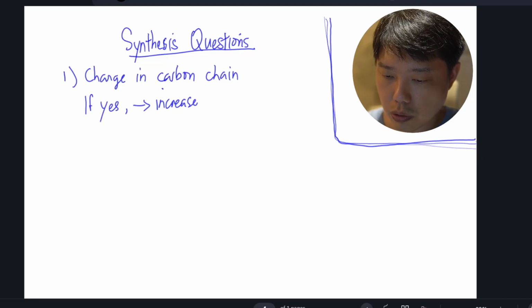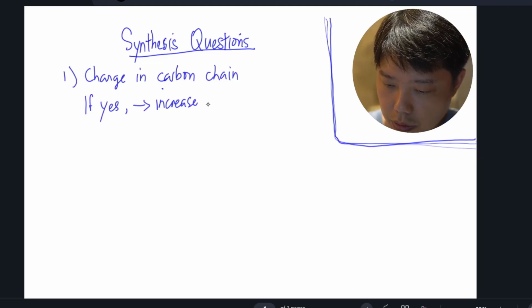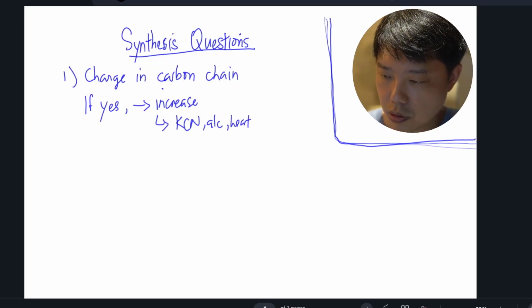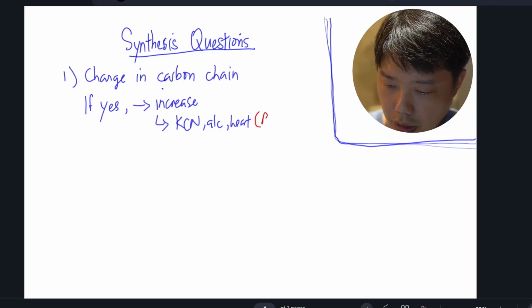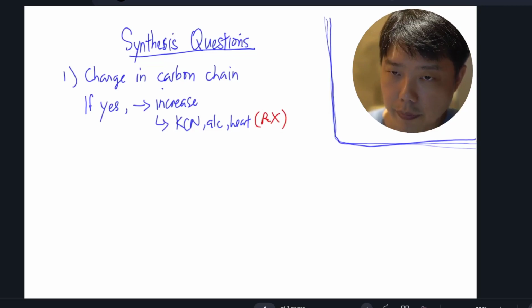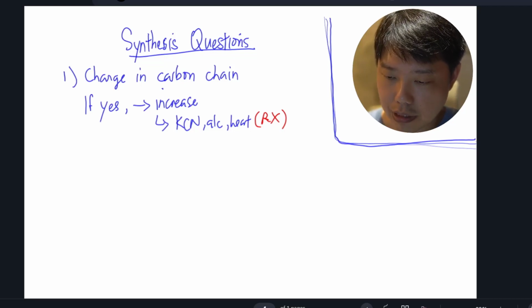So what would you want to do? Increase, you will want to either use KCN, alcoholic, heat. Okay, so you can only do this step up if you have a halogenoalkane. So this is if you are stepping up the carbon chain. So you need to go through this step up via KCN if you have an RX functional group. If you don't have, you need to work towards getting this RX functional group.